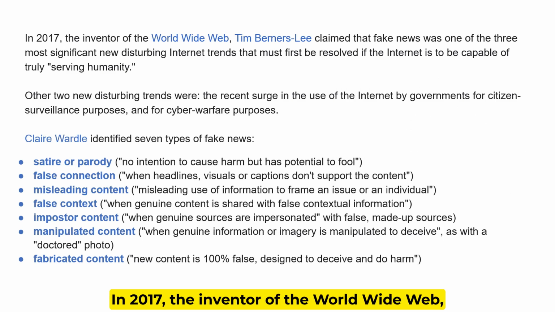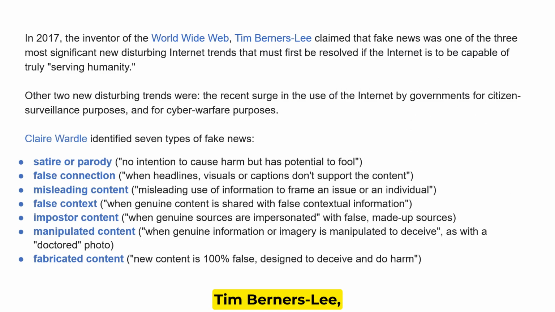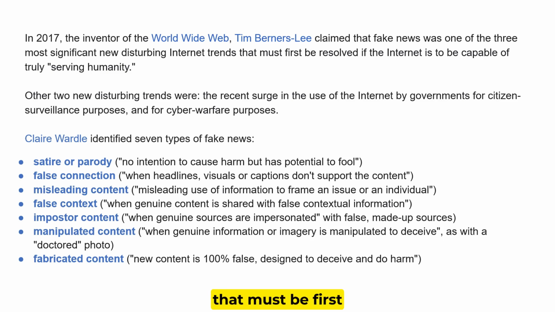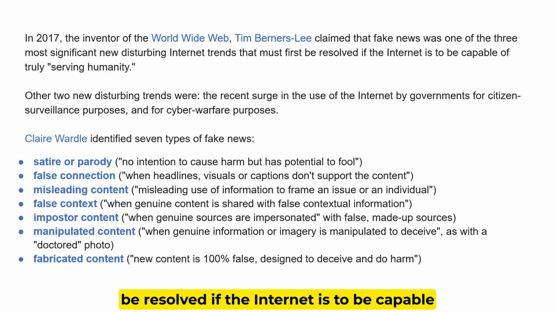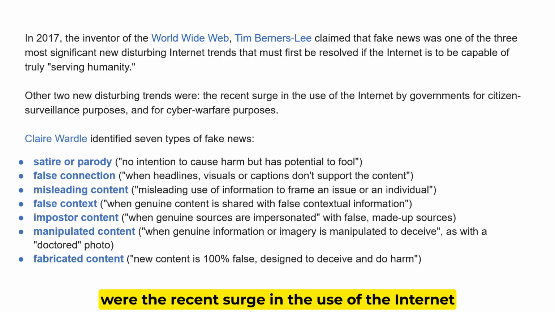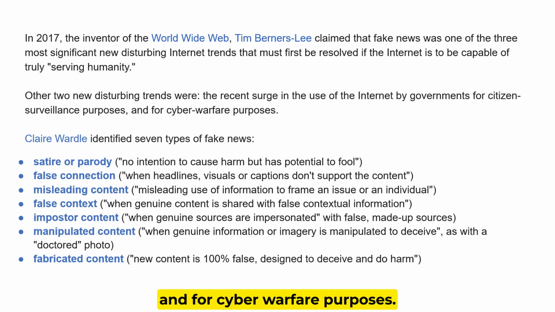In 2017, the inventor of the World Wide Web, Tim Berners-Lee, claimed that fake news was one of the three most significant new disturbing internet trends that must first be resolved if the internet is to be capable of truly serving humanity. The other two new disturbing trends were the recent surge in the use of the internet by governments for citizen surveillance purposes and for cyber warfare purposes.